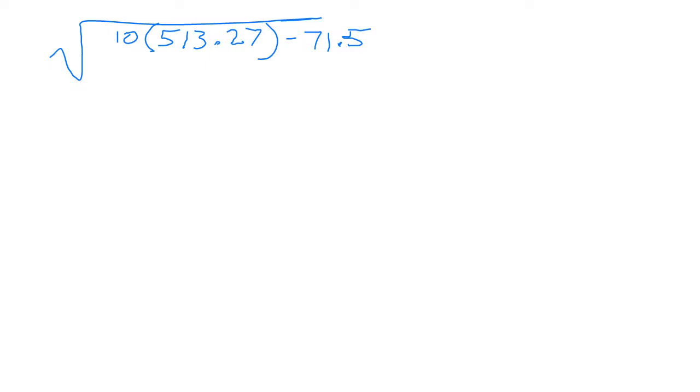So, big old square root. The numerator under the square root is 10, parentheses, 513.27, close parentheses, minus 71.5. That last thing is squared. And that's all under the square root. But then you have a denominator underneath that, Linda, still under the square root. And this is 10 times 10 minus 1.